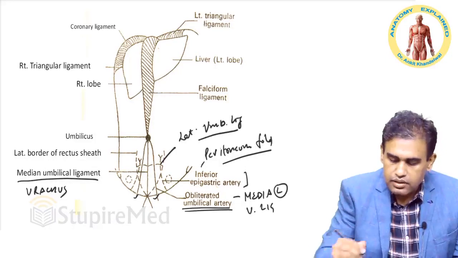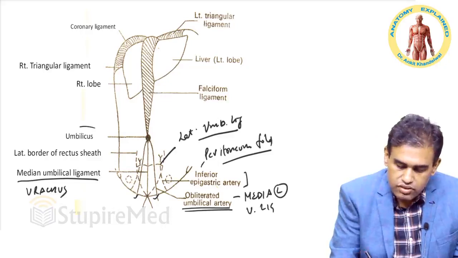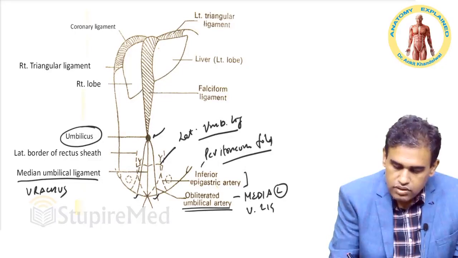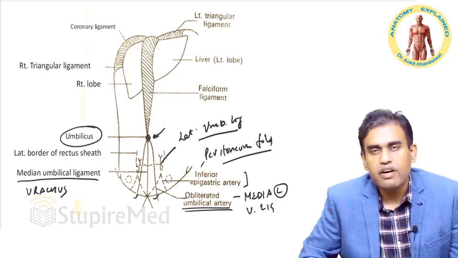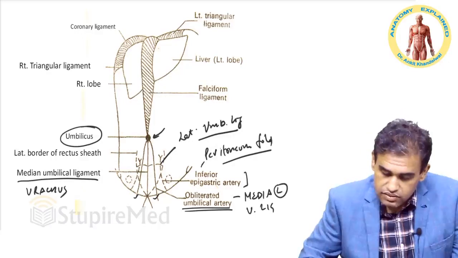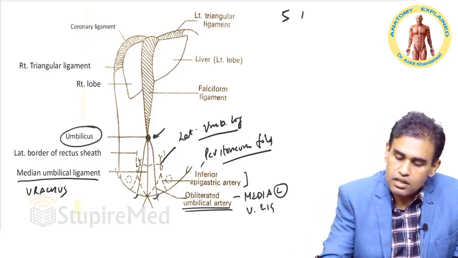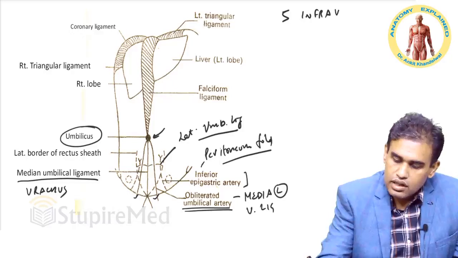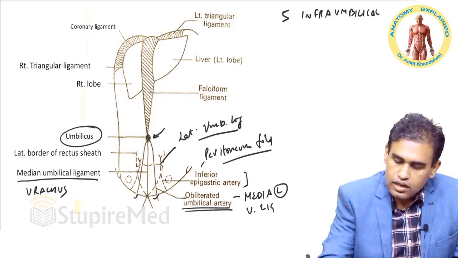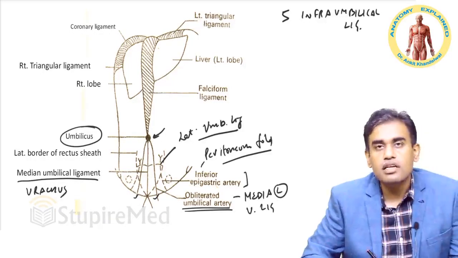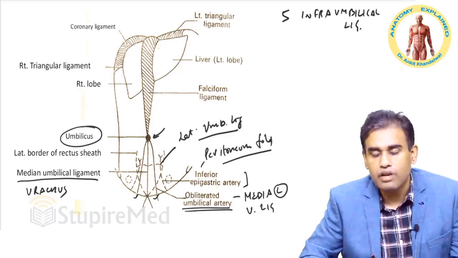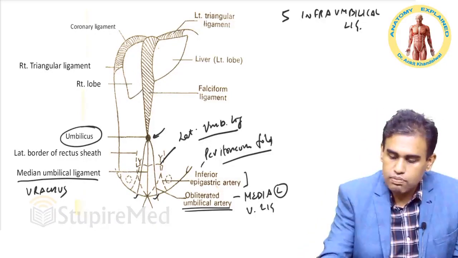Lateral umbilical ligament. So this is the location of the umbilicus over here. So you have 5 infraumbilical ligaments. In this figure it is shown you have 5 infraumbilical ligaments. 1 is median, 2 are medial, 2 are lateral, 5. Now there is one supraumbilical ligament.